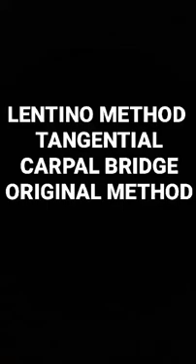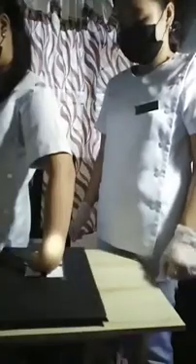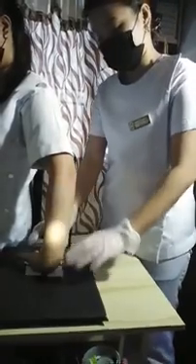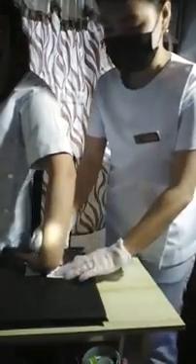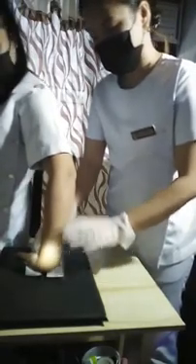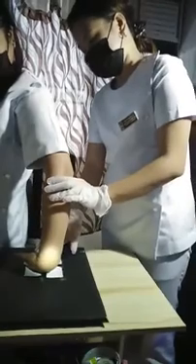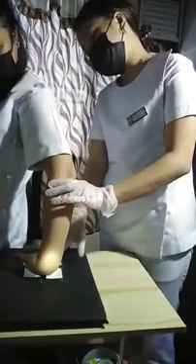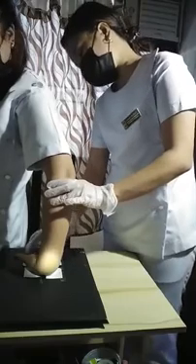Today, I'm going to perform or demonstrate the Lentino method in a tangential carpal bridge, original method. Patient position, seated sideways or standing at the side of the table. Purpose and structure shown. This view should demonstrate the scaphoid fractures, calcification, lunate dislocation, presence of foreign bodies in the dorsum area of the wrist, and chip fractures of the dorsal surface of the carpal.